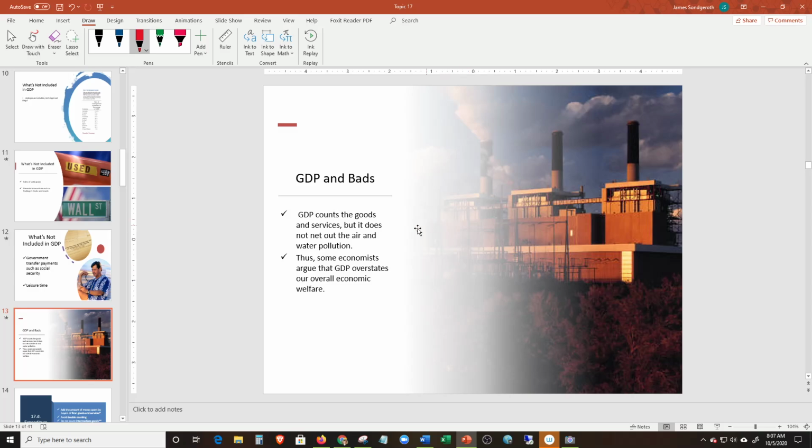Well, I guess bads aren't included. GDP counts the goods and services. It does not net out the air and water pollution created in manufacturing and consuming them. And that's another reason economists argue maybe GDP isn't the best measure of well-being. So we'll get to that in the next topic.